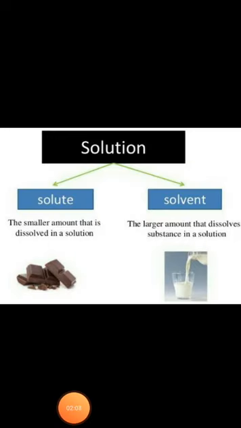Next question. What is solute and what is solvent? What is solute? The amount of solute is lesser. It is dissolved in a solvent, that is solute. Then what is solvent? The larger amount in which the substance is dissolved, that is solvent.